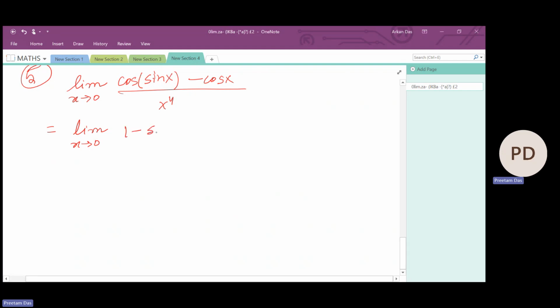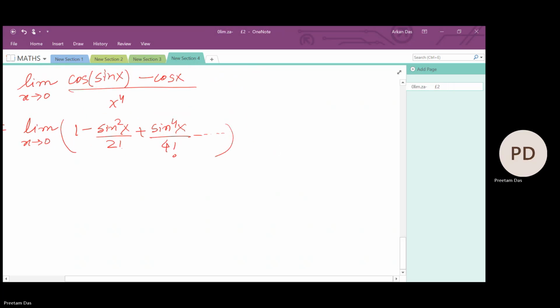So in place of x, it is sin x. So in the series also, in place of x, we will just write sin x. So 1 minus sin square x by 2 factorial plus sin power 4 x by 4 factorial, and this minus 1 minus x square by 2 factorial plus x power 4 by 4 factorial and so on.